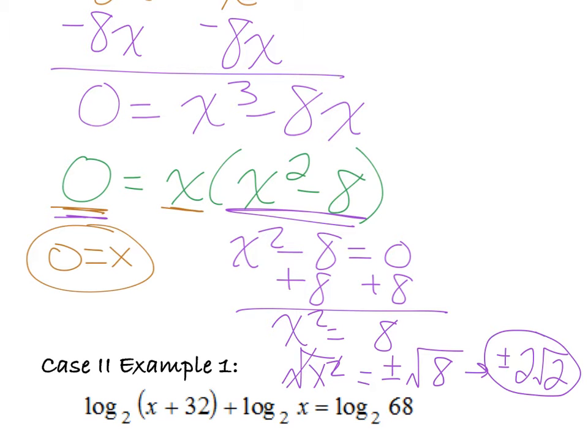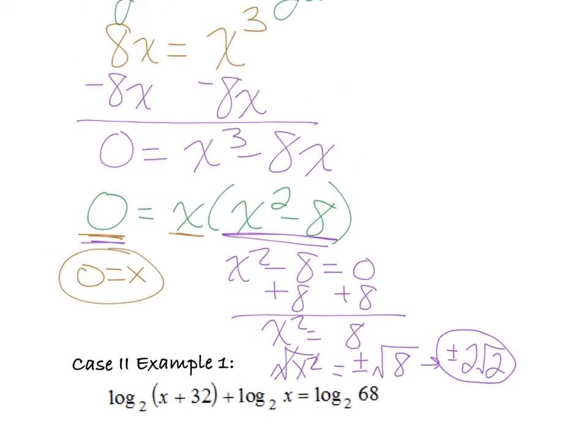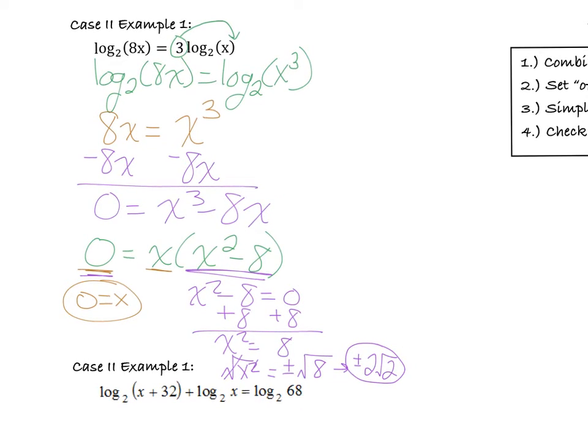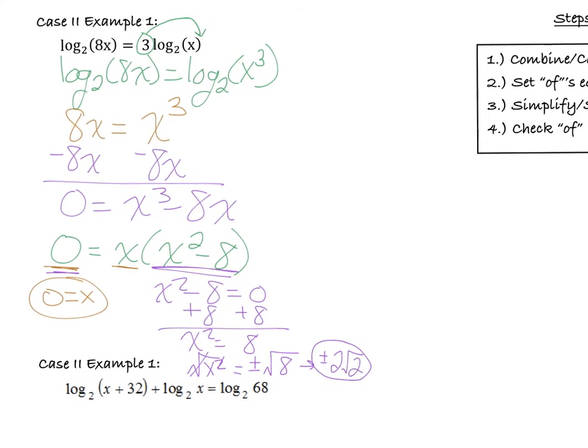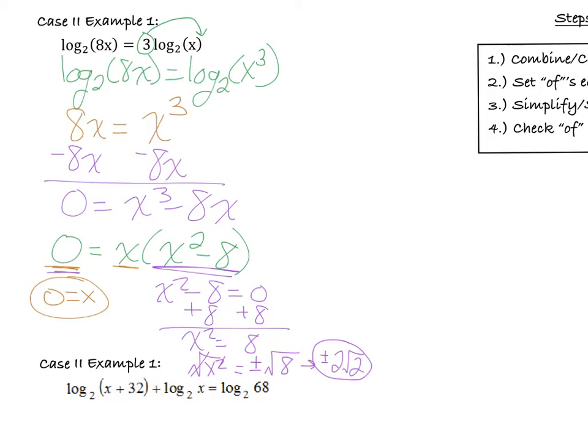Okay, so let's zoom out a little bit here and look at this, because the last step is checking that your of is greater than 0. And the explanation of that is in the other video for you. So make sure you take a look at that piece if you want to know why that happens. I'm going to show you our values for x and list all of them out. I have 0, I have 2 root 2, and I have negative 2 root 2.